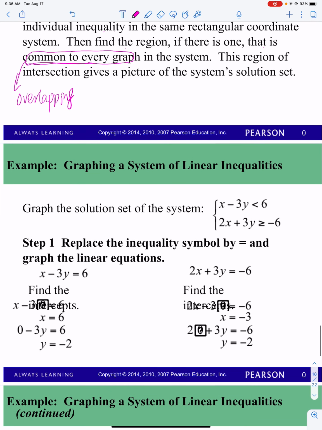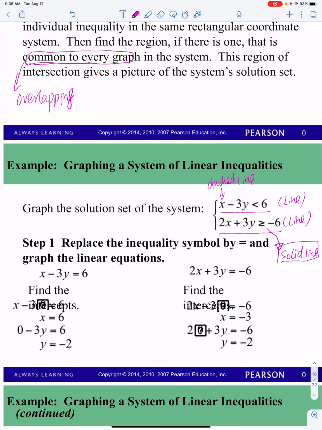Okay, so now let's look at this. x minus 3y less than 6. 2x plus 3y bigger than or equal to negative 6. This is a line. This is a line too, yeah? For less than, what kind of line do you have? A dashed line. And for bigger than or equal to, because you have equal to, a solid line. Are you with me? So you have to be super careful.